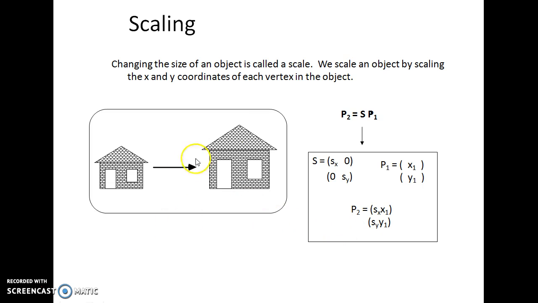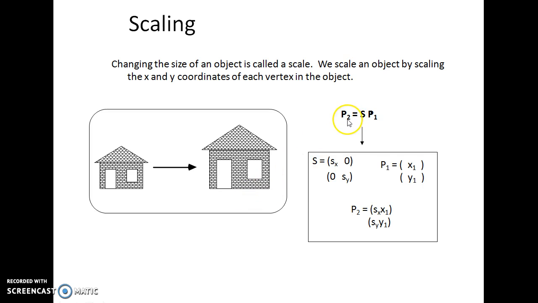Now the scaling matrix. What is scaling? Changing the size of an object is called scaling. Increasing or decreasing the size of an object is called scaling. We can scale an object by scaling the x and y coordinates of each vertex in the object. Now let us consider one example. Here one small object is shown and we are increasing the size of that object, that is called scaling.